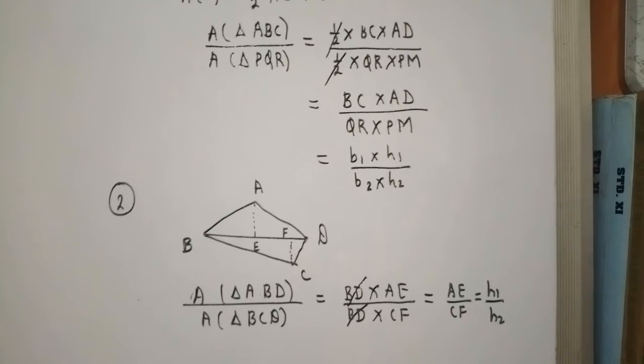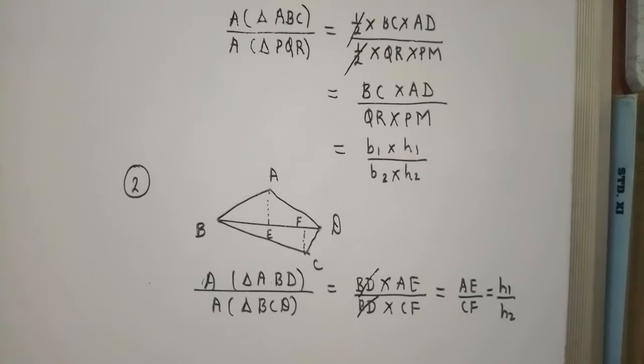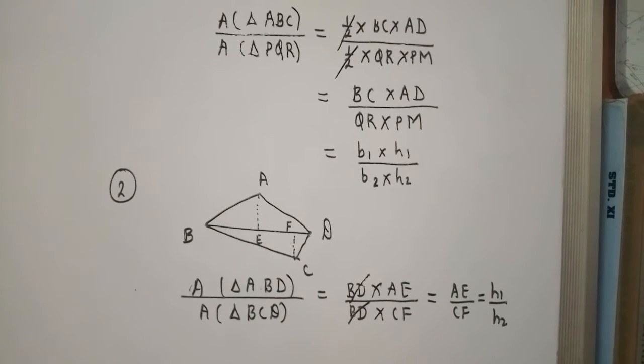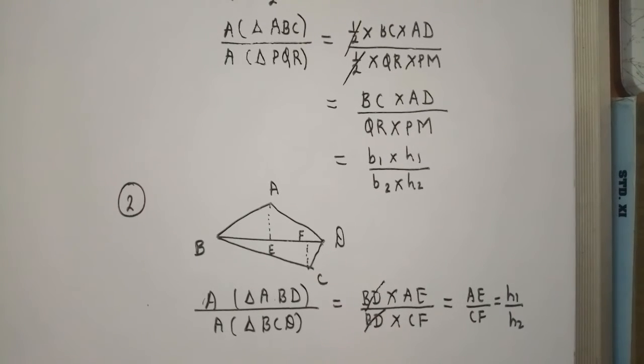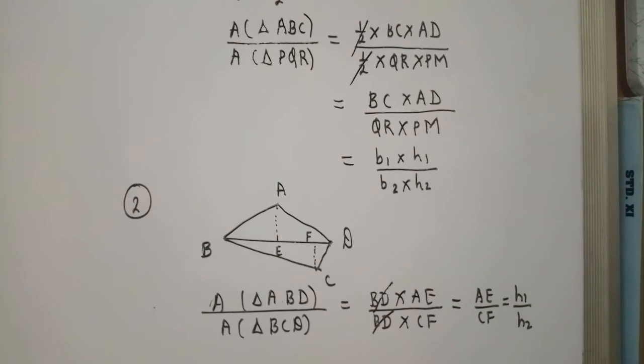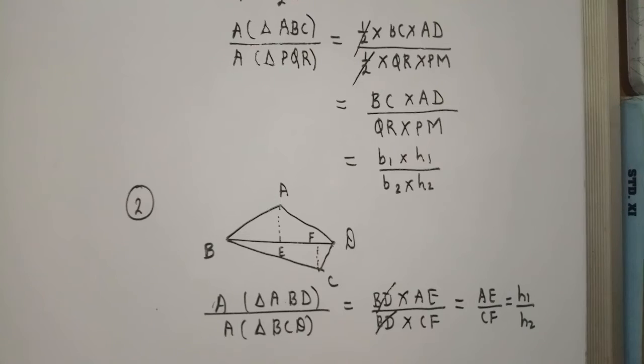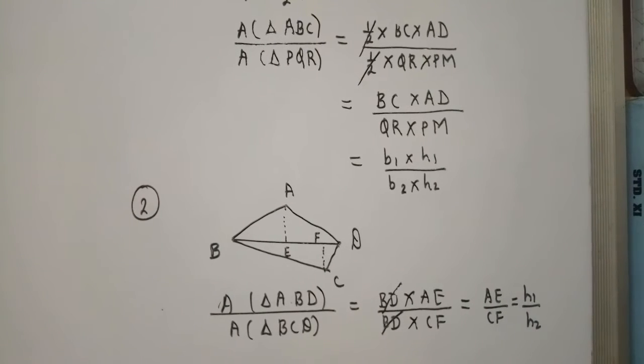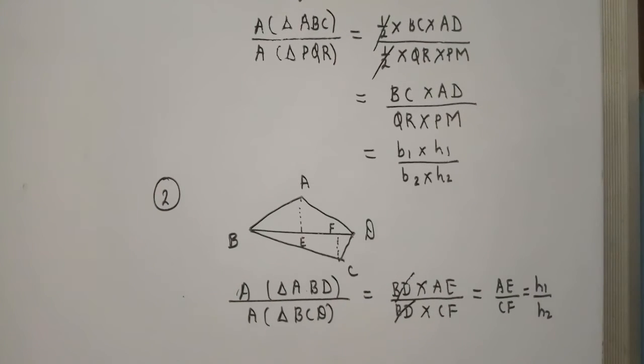So what we can conclude from here is that the ratio of areas of two triangles is equal to the ratio of their corresponding heights, in which case the bases are the same. I repeat, when the bases are the same, the ratio of areas of two triangles is equal to the ratio of their corresponding heights.